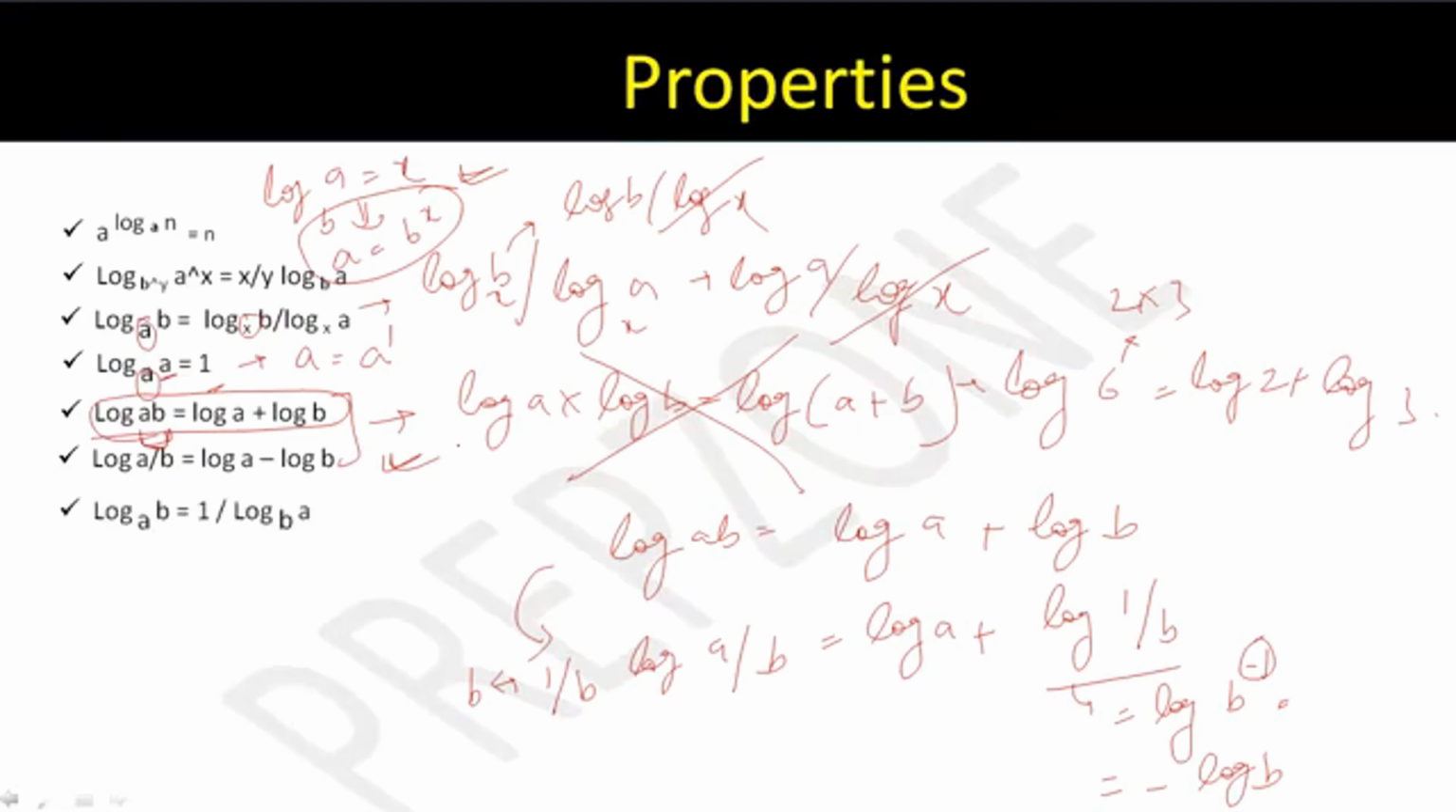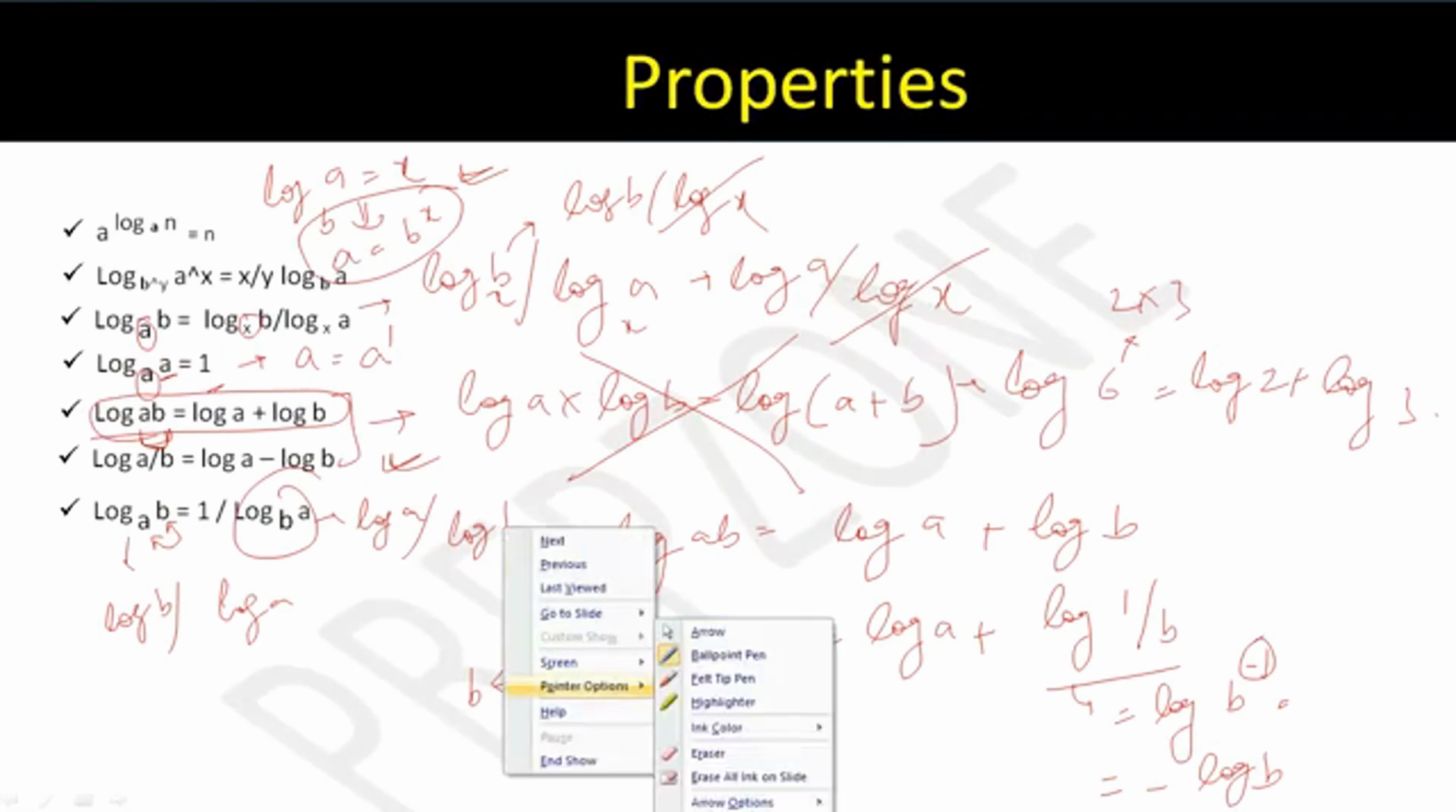Next is log b to the base a. You can anytime change the order of the number and the base and reverse these equations. The proof is, this is what? Log b by log a. This will be log a by log b. Now since it's 1 upon log a by log b, this essentially becomes log b by log a. That's it. I'm clearing everything.